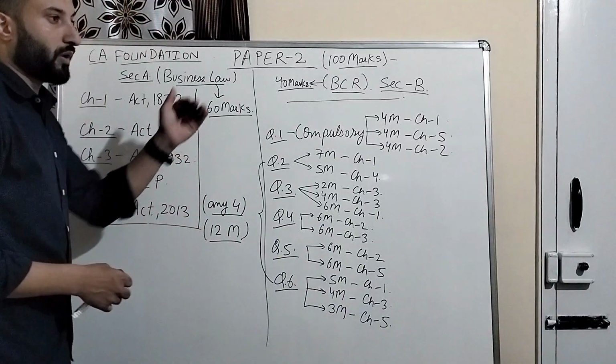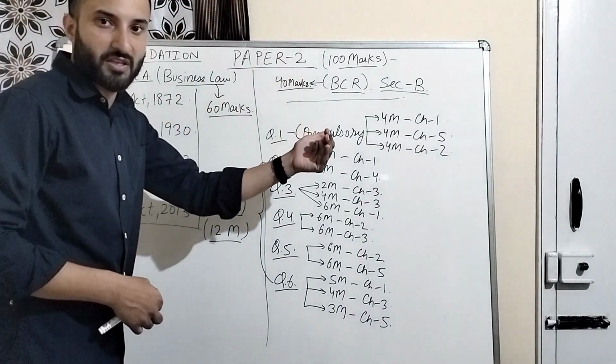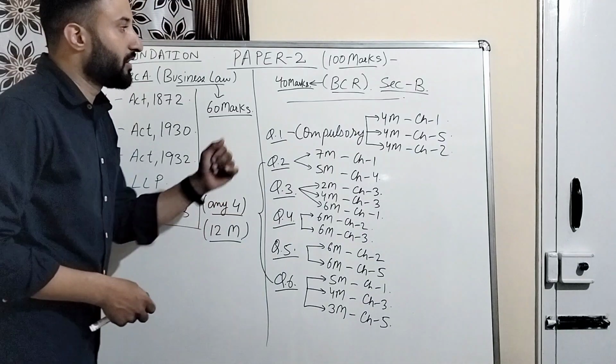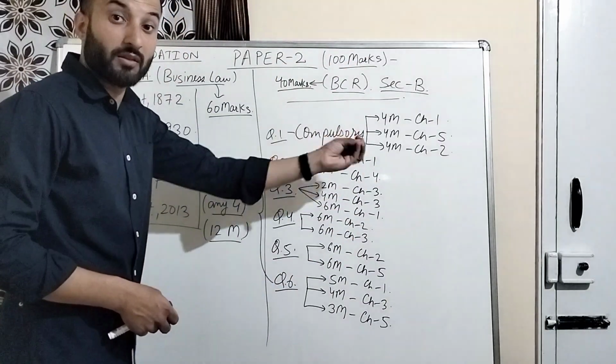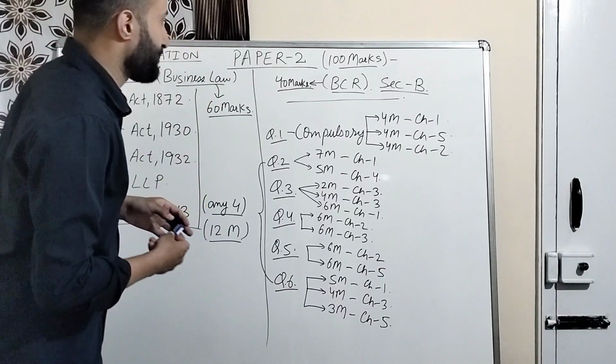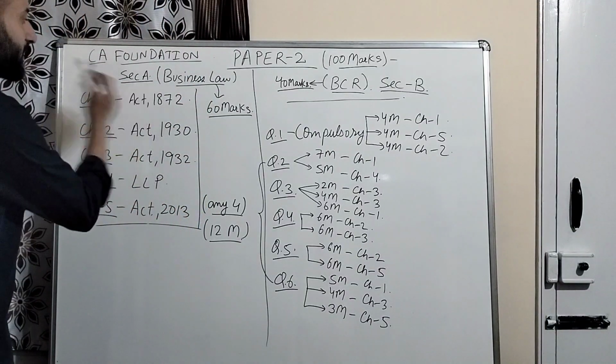Because you can't do one question of section A, then another question of section B. No, you can't do like that. If you are starting section B, you have to complete all the questions of section B, then move on to section A.